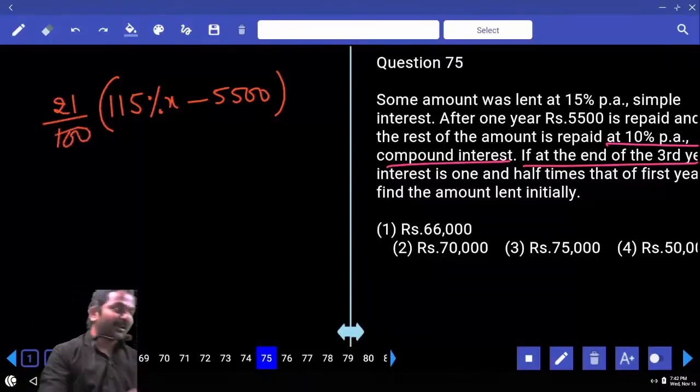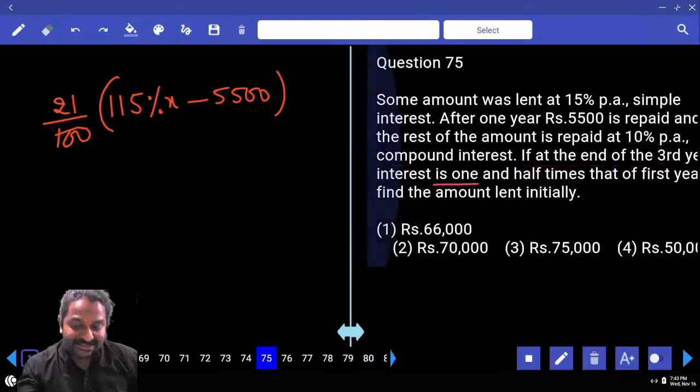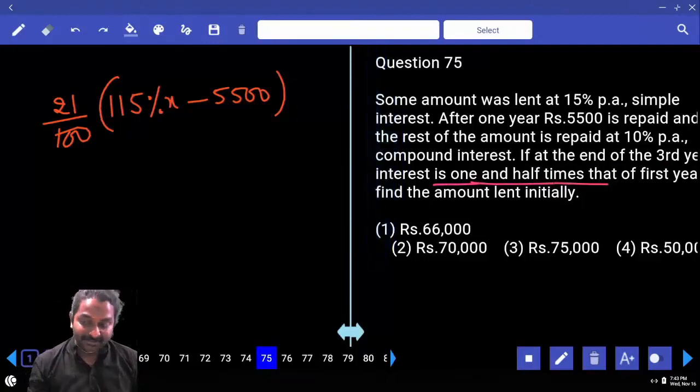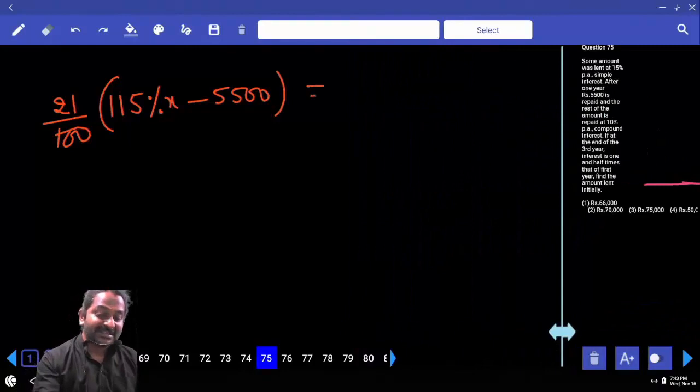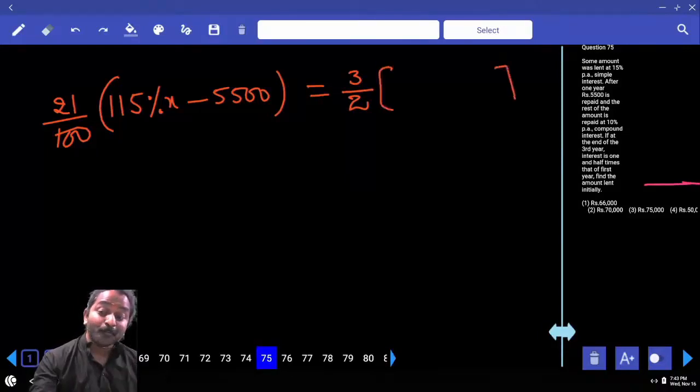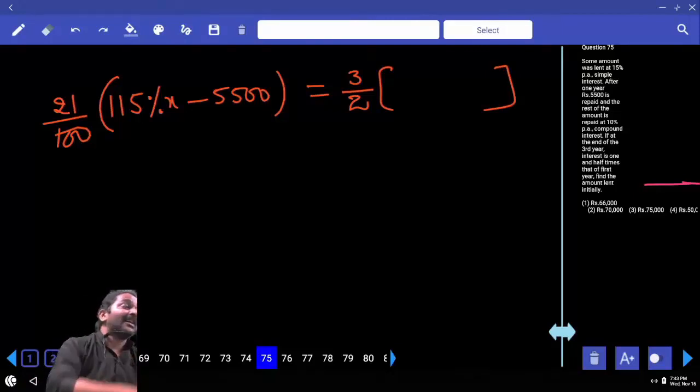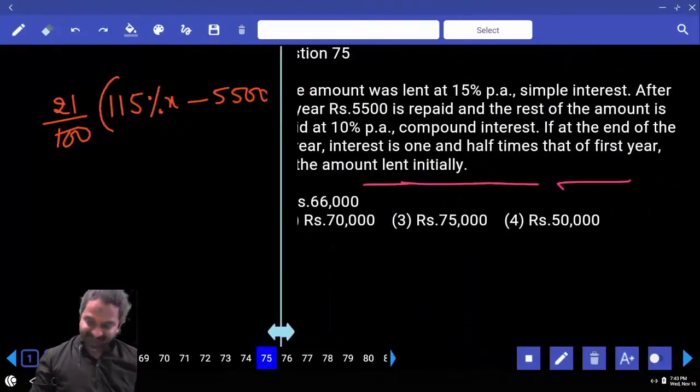21% of this number is the interest, correct? This is the interest that we are paying after the third year. It is 1.5 times that of the first year, which is 3 by 2. 3 by 2 times of what? For the first year, what do you need to consider? Principal or amount or interest or the installment paid?